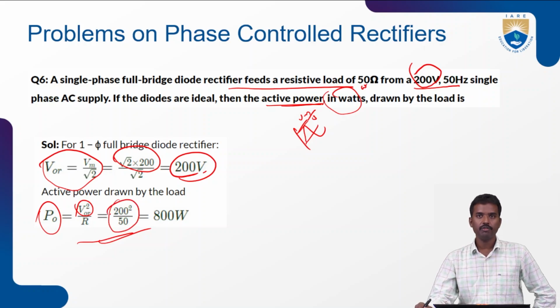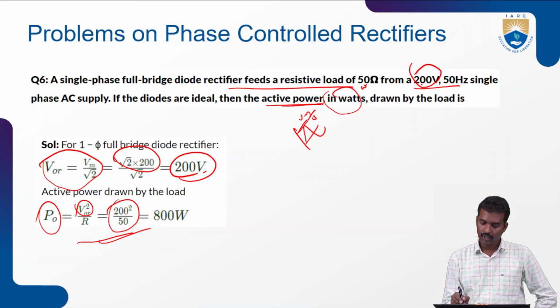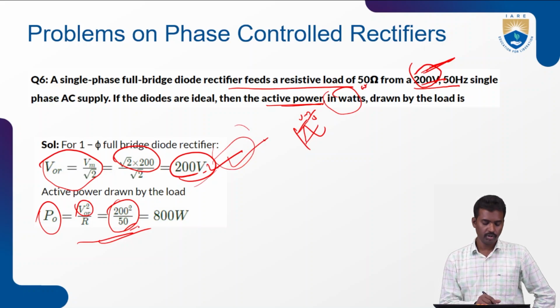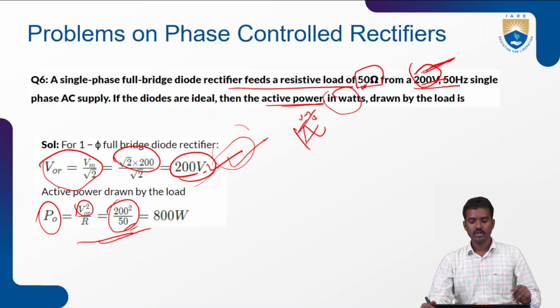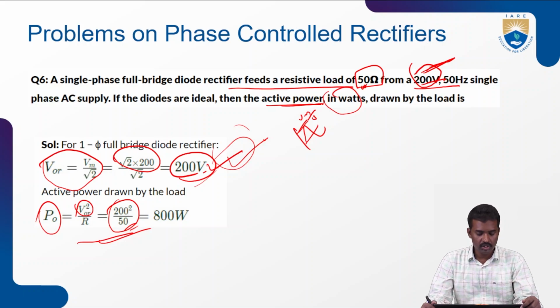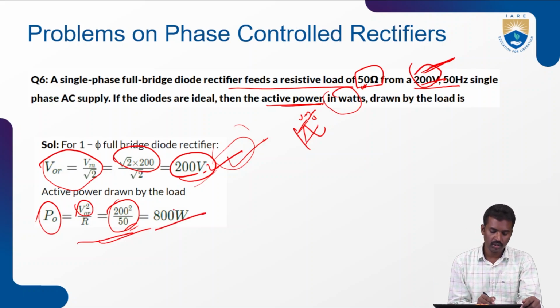200 squared by 50. So this is 200, so this 200 squared by 50. This is the supply voltage, and this is the RMS output voltage. This voltage you need to take. So that is 250 by R, and the R value is given, so that is 50 ohms. Total active power drawn by the load is 800 watts, in watts only.